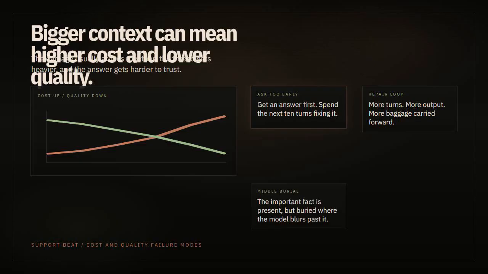You see this when you ask for an answer too early, then spend the next 10 turns correcting it. You see it when you bury the important fact somewhere in the middle of a giant thread. You see it when the conversation fills up with old assumptions, dead ends, polite filler, and detours that never really left the context window. Ask questions before the output, not after.